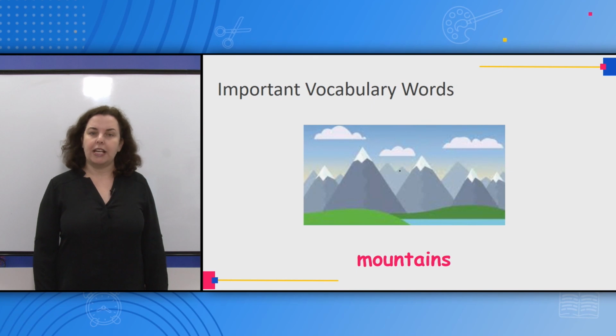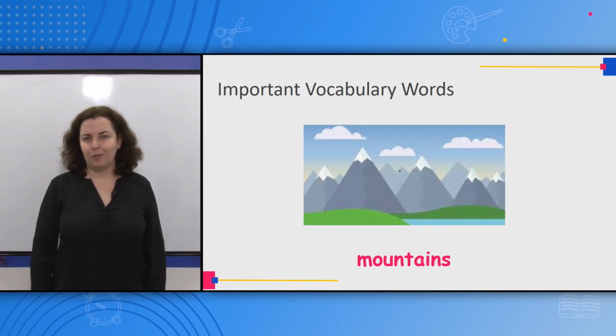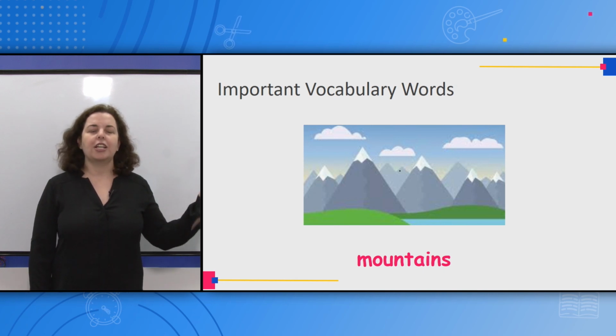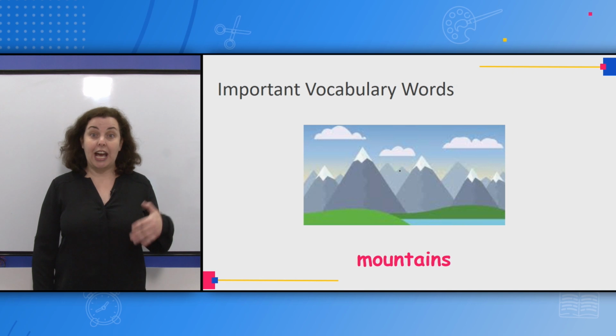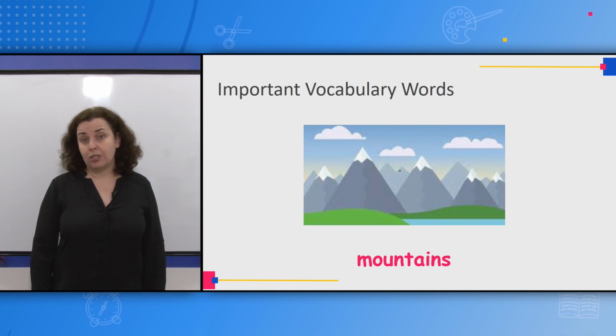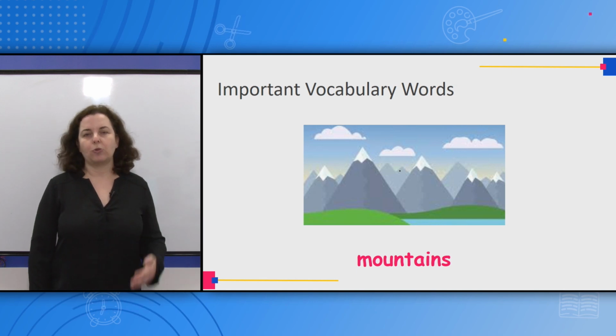The next word is mountains. What mountain do you know in Israel? A very, very, very high mountain in the north of Israel. Do you know? Hermon. Mountains is plural. For example, the Alps in Europe are mountains. The Rocky Mountains are mountains in the United States. Mountains.